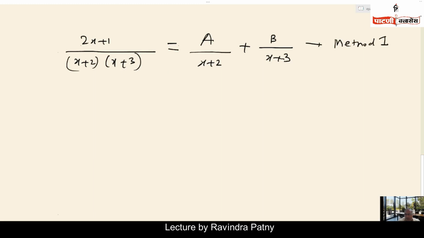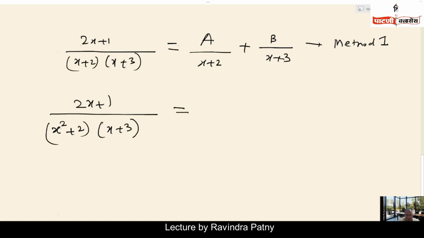Now I go for method number 2. In method number 2, 2x plus 1 is there, but in the denominator x square plus 2 is there, and here is x plus 3. Then how are you going to perform the partial fraction? If a square term is there in one of the brackets, then the partial fraction can be written in the form of ax plus b upon x square plus 2 and c upon x plus 3.